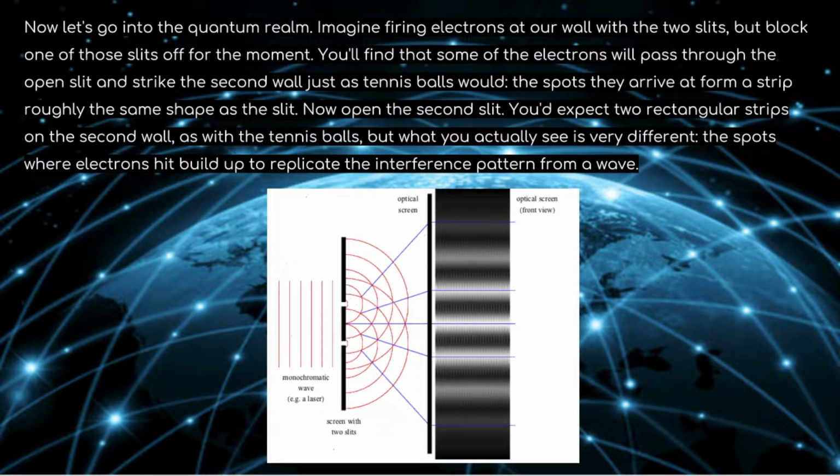But you can actually see it is very different. The spots where the electrons hit build up to replicate the interference pattern from a wave. So here the electrons strike the wall, forming two wave patterns. Here they behave as a wave. Earlier they were a particle. And here this is the back wall. Strips can be formed, varying from the darkest to the lightest. Why does this occur? Why didn't they form two strips like the tennis balls did? Let's go deeper.